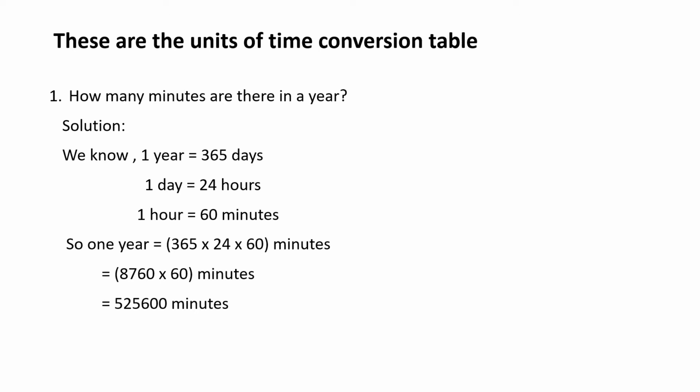How many minutes are there in a year? Solution. We know 1 year is equal to 365 days, and 1 day is equal to 24 hours. 1 hour is equal to 60 minutes. So 1 year is equal to 365 days multiplied by 24 hours multiplied by 60 minutes. So 8,760 times 60 minutes will give us 525,600 minutes.